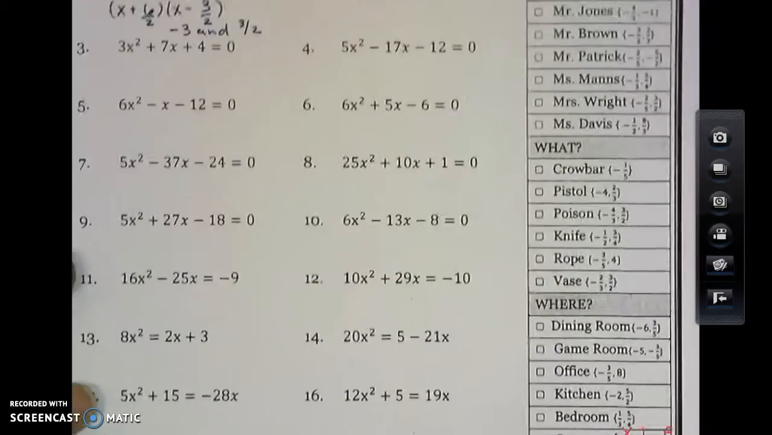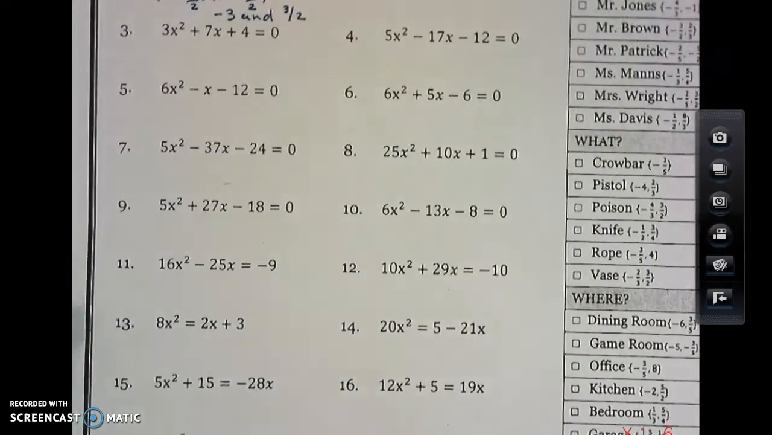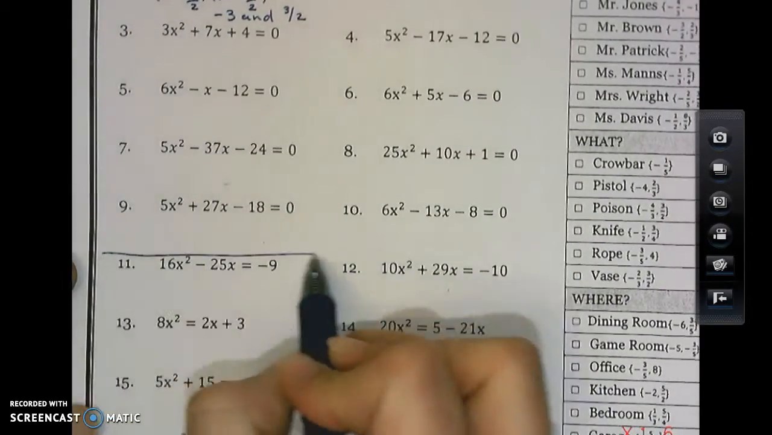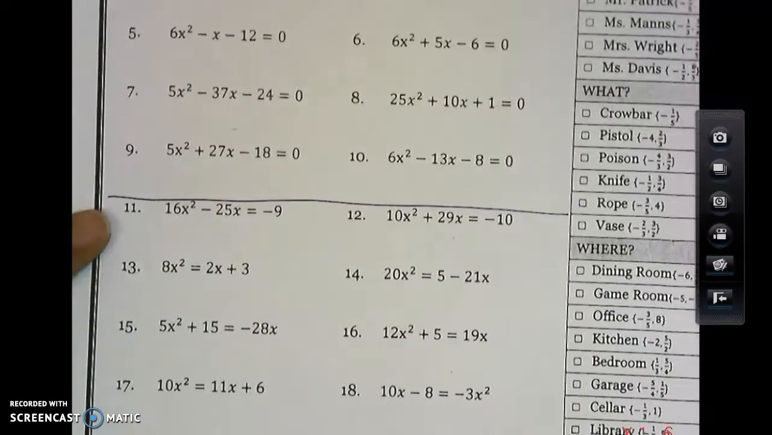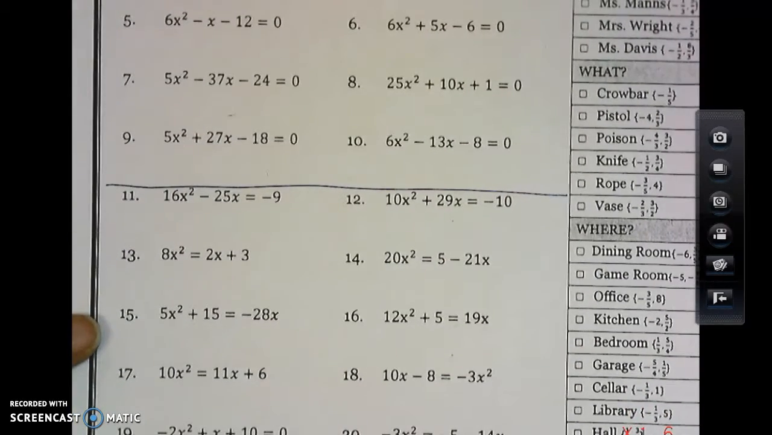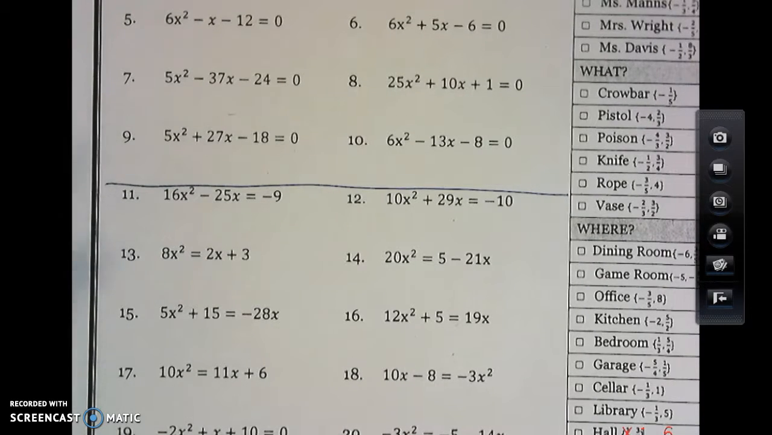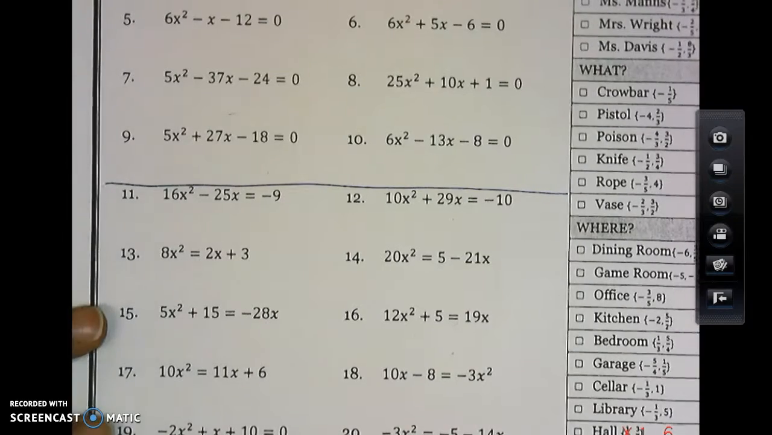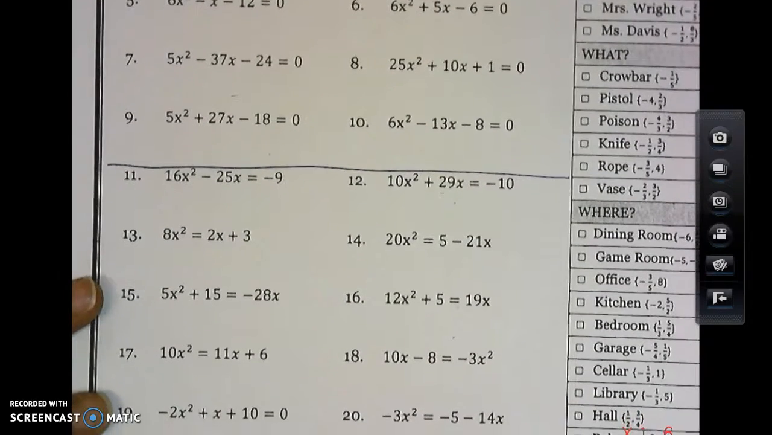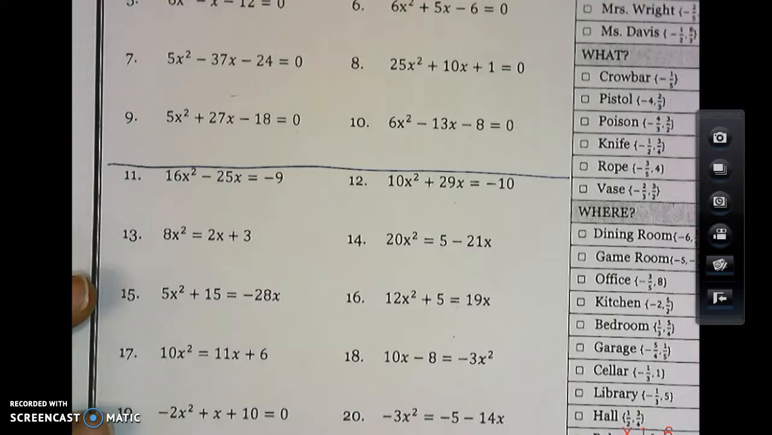I do want to look at, so from questions 11 down, these are not in the proper order. This is not an ax squared plus bx plus c. So you've got to get everything together on one side and then solve. So let's take a look at a couple of these. Let's see, there's one I wanted to look at specifically.